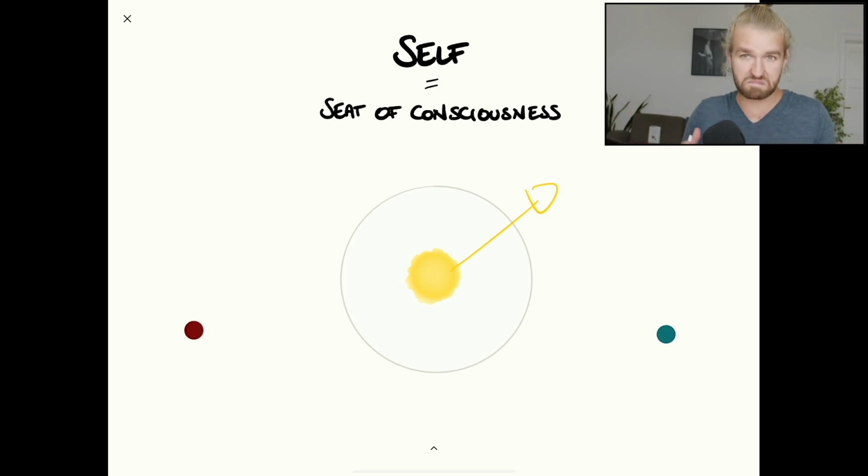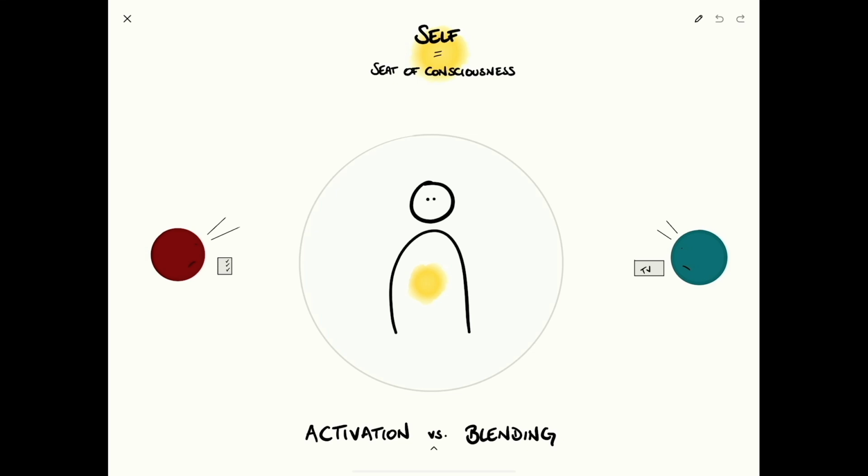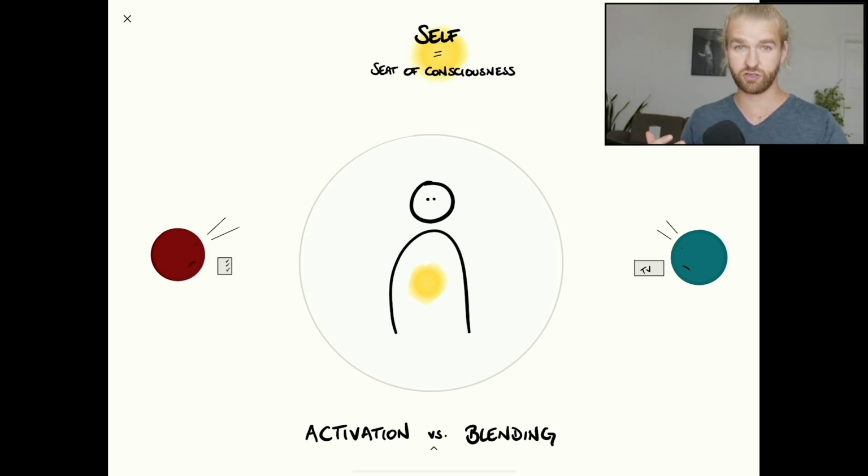And this seems to have qualities that are very consistent among all sorts of different people, and they seem to be very helpful for dealing with challenges, dealing with stress, dealing with complex situations. So self is that seat of consciousness, and parts can take that over, but at the base of it is the self. So if we look through that lens, self is the seat of consciousness, then we can understand blending and activation from a deeper perspective.